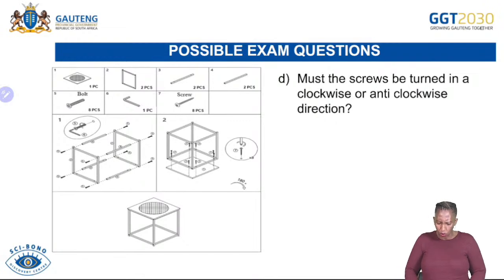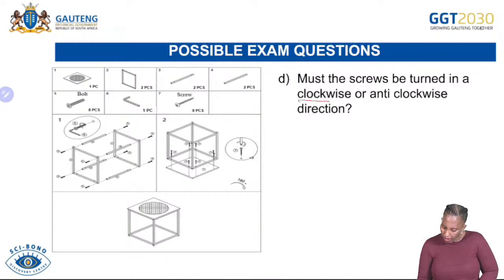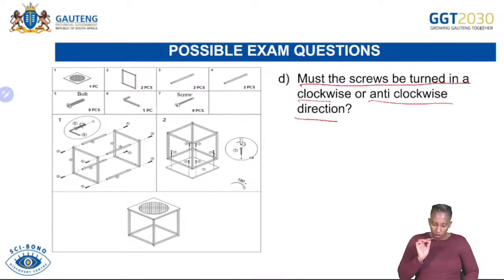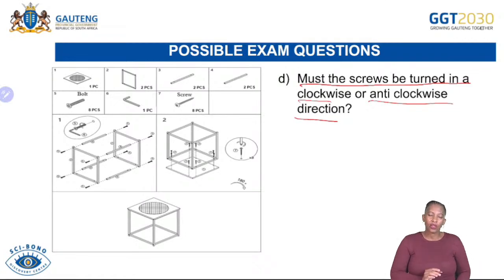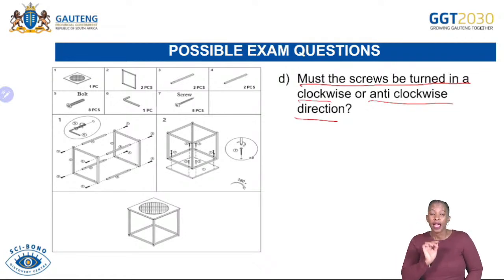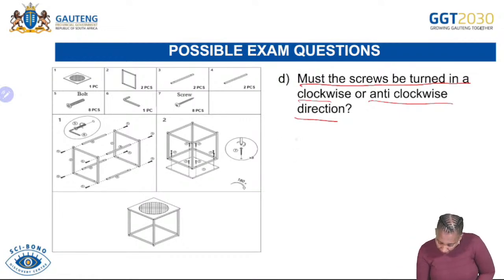Now let's go through this one. It says, must the screw be turned in a clockwise or anti-clockwise direction? Must the screw be turned in a clockwise or anti-clockwise direction? Boys and girls, I like this one. It's so clear. You don't even need to think. Remember what I said about the clockwise. The clockwise is the way our clock is running. It's running from right to left. So here's our clock.